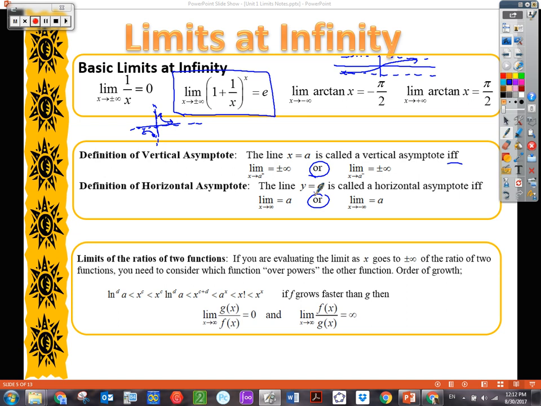Is it possible to have two different horizontal asymptotes? Yes. And we'll look at some instances where that is possible. Okay, so that is the definition of horizontal and vertical asymptotes. Are we okay with that?